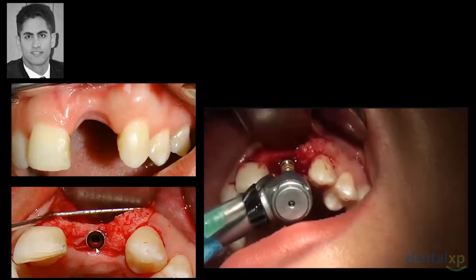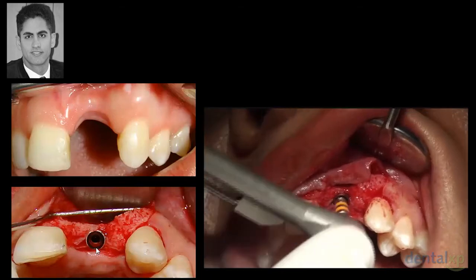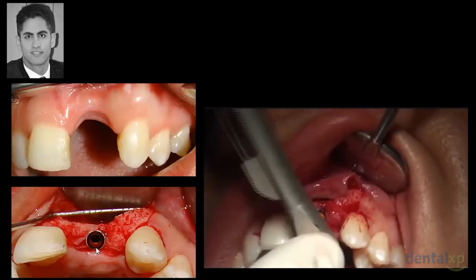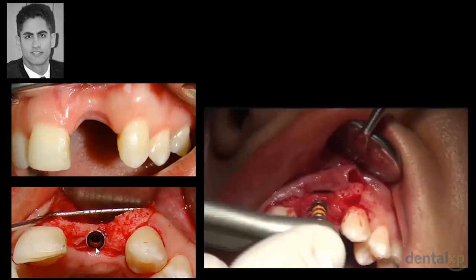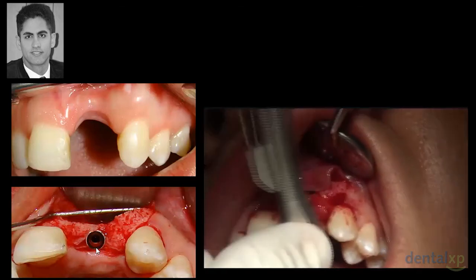Here in this case, I used a freeze-dried bone allograft, which is a low turnover rate bone graft, because I want my scaffold to be there for at least 4 to 6 months. And we're going to use titanium mesh.